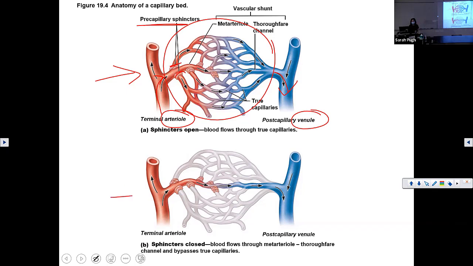If you look at the image on the bottom, you can see that the blood's coming in through the arteriole, it's basically running all the way through and coming out through the venule. But notice all these sphincter muscles here are closed, so we're really not perfusing the capillary bed. Okay?